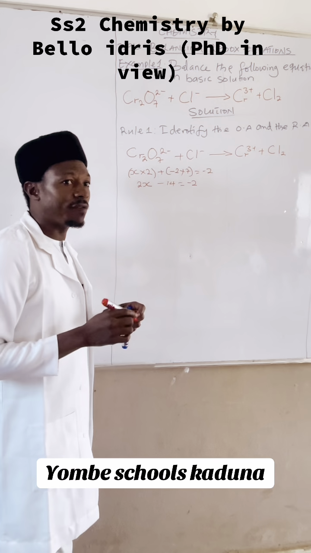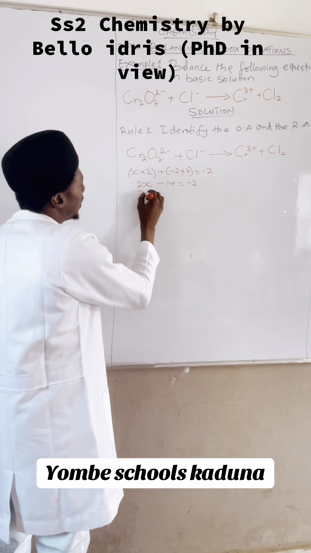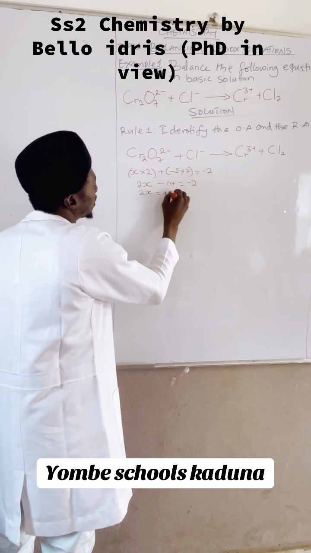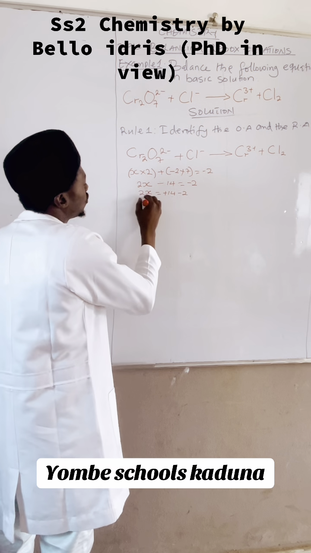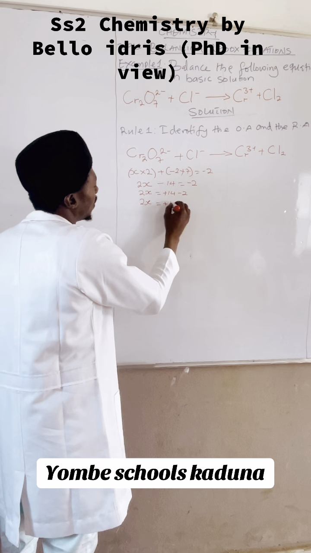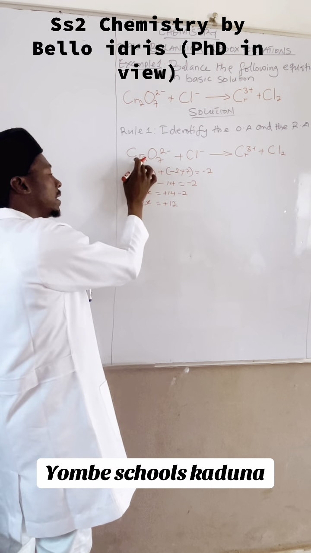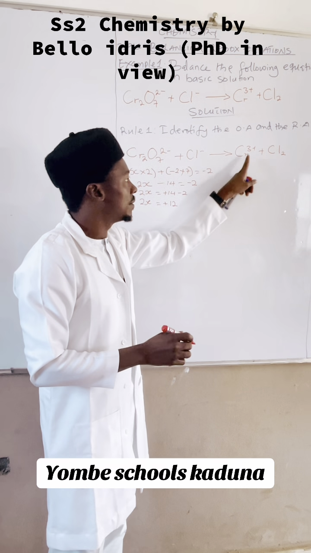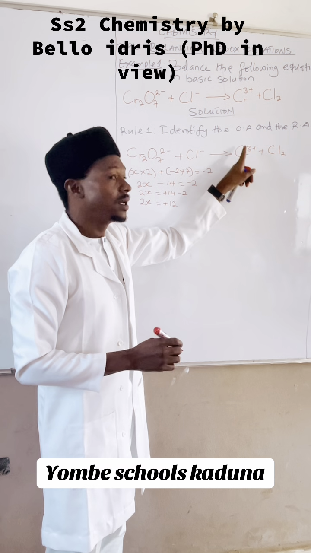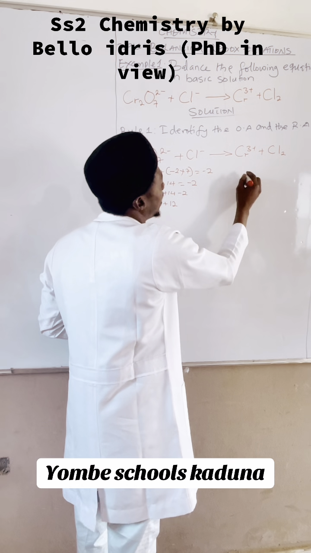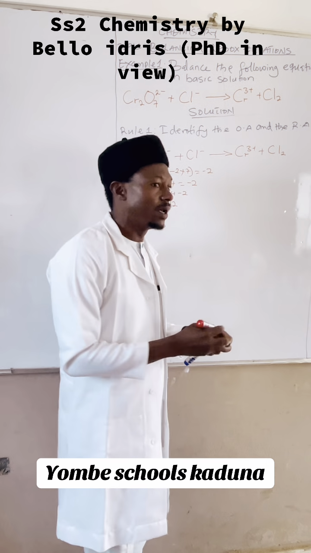We now do collection of like terms. So 2X is equal to 14 minus 2, which is 12. So the oxidation state of chromium at the beginning of the reaction is plus 6. Now at the end of the reaction, the chromium is carrying plus 3. So the oxidation state of chromium here is plus 3.